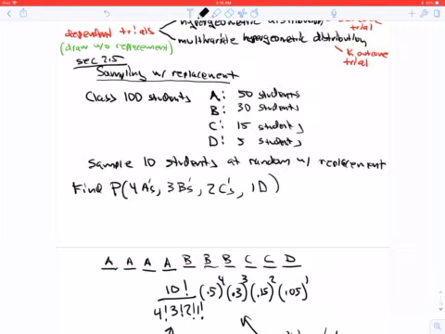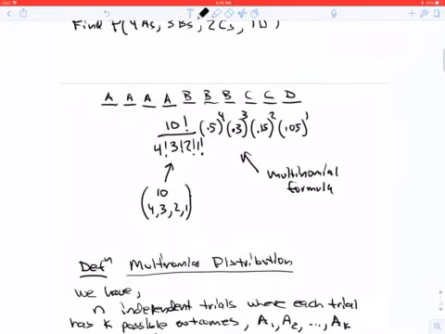So let's start section 2.5, sampling with replacement. We have a class of 100 students, 50 A's, 30 B's, 15 C's, 5 D's. We sample 10 students and want to know the probability of our sample having 4 A's, 3 B's, 2 C's, and a D. So the strategy is let's write out our students in order. So we have 10 students, and I'm going to assume that A's are followed by B's, followed by C's, followed by D's.